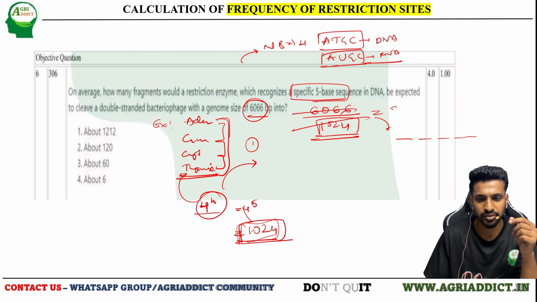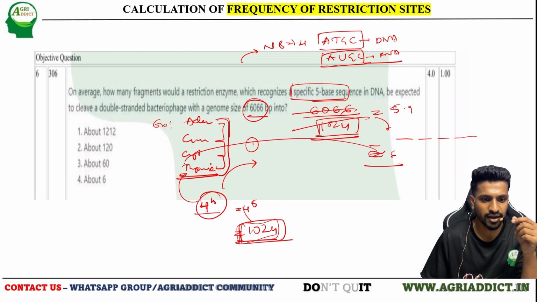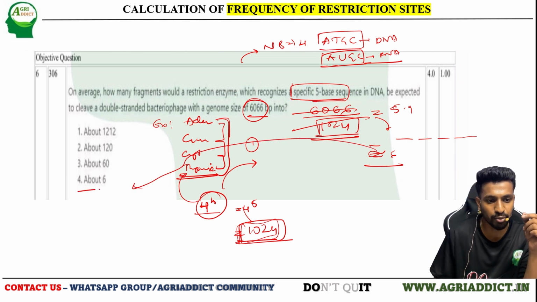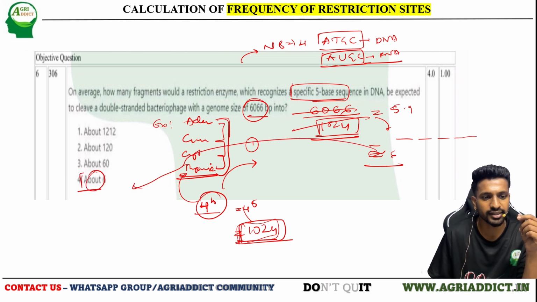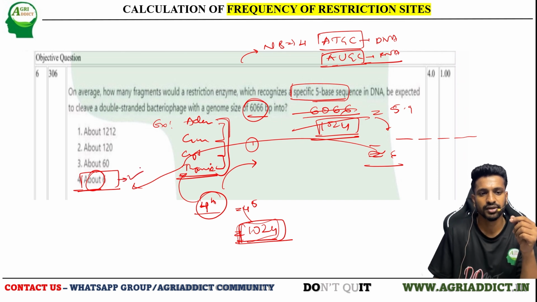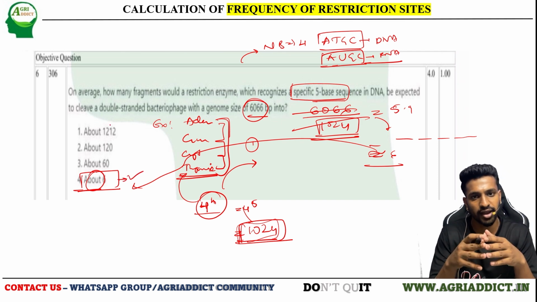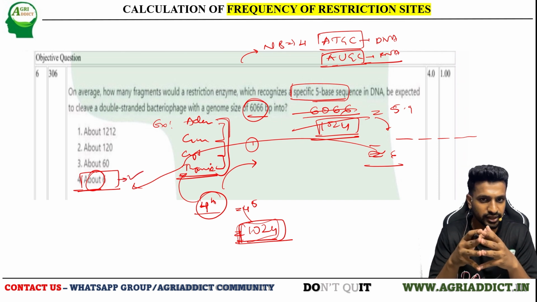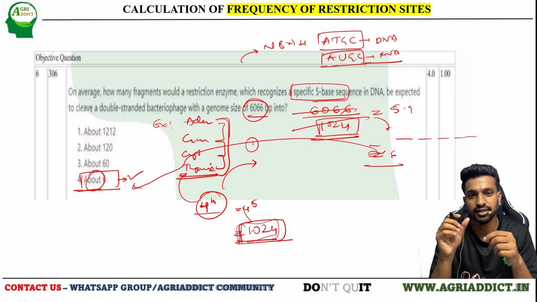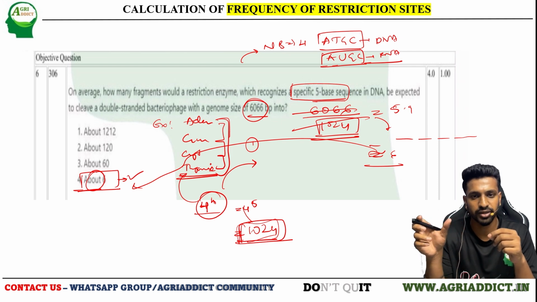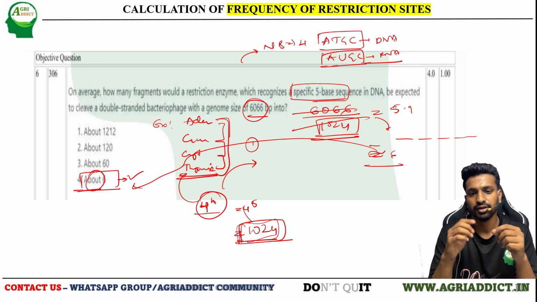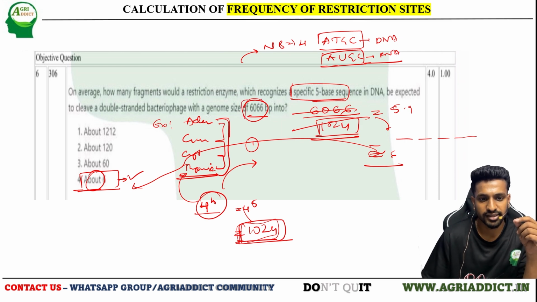It will be approximately 5.9. That leads to approximately 6 base pairs. So that is why they have also mentioned that it is about, not exactly, about 6 base pairs. That means it will give us 6 fragments when we use restriction enzymes, which can recognize a specific 5 base pair sequence, when the length is about 6066 base pairs.